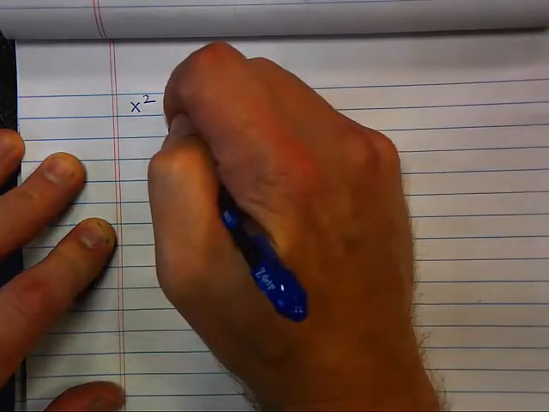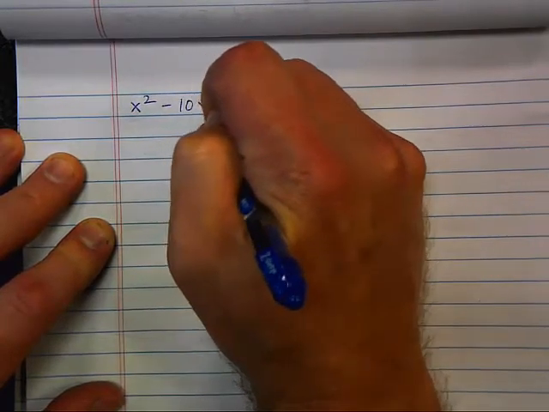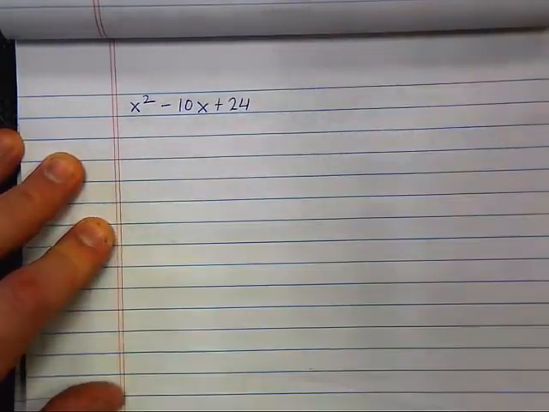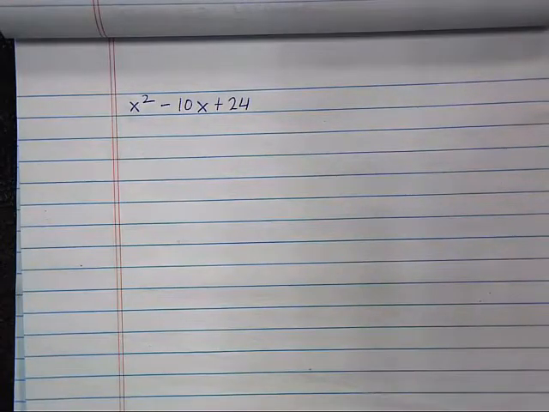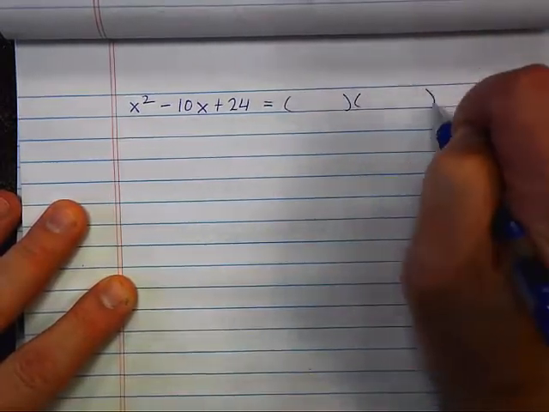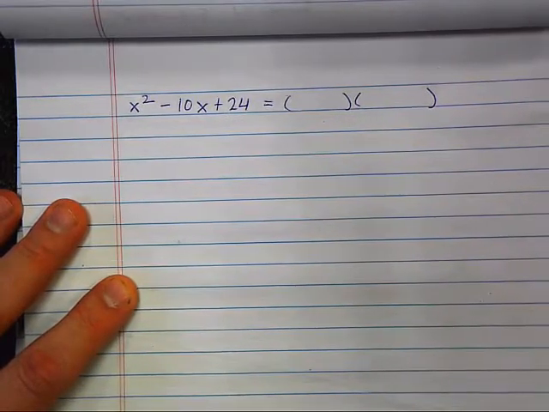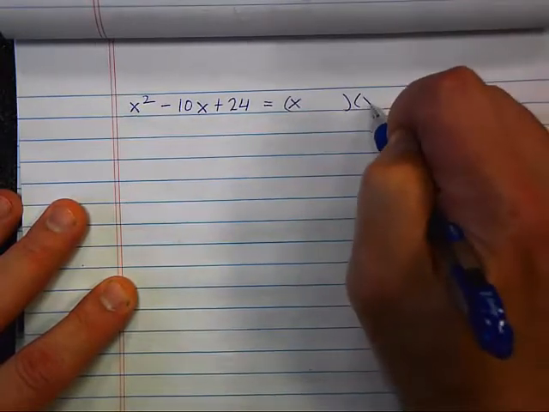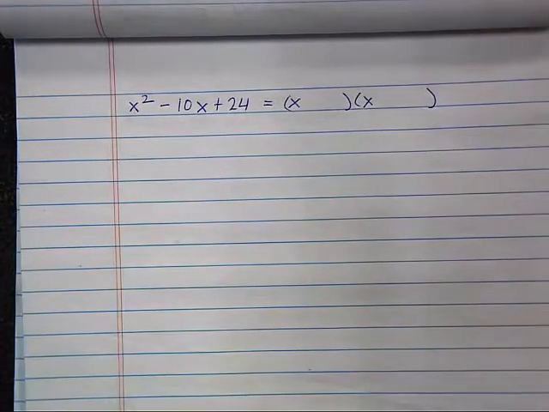Let's see, how about x squared minus 10x plus 24. Well, once again, we notice we have a trinomial. Trinomials generally factor as two binomials. How do we get the x squared in front? X and x. All right, now I need to come up with two numbers that will multiply to be 24 and add to be negative 10. Negative 6 and negative 4.